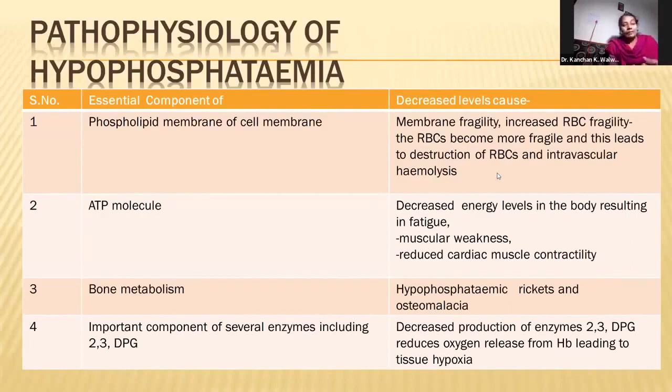If this enzyme is reduced, then the affinity of the hemoglobin to the oxygen is increased, and this will not allow the oxygen to dissociate from the hemoglobin. So what will happen, even though the hemoglobin is full with oxygen, because of the deficiency of this enzyme, it is not getting dissociated at the cellular level, at the tissue level.